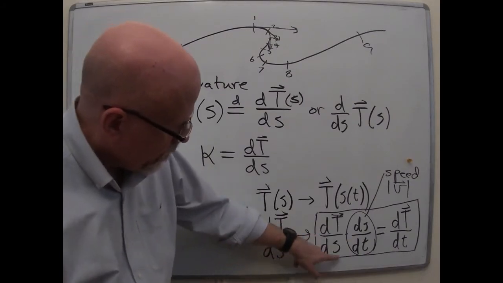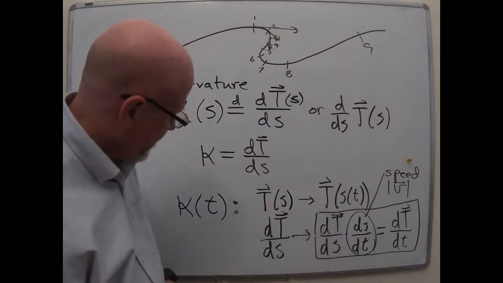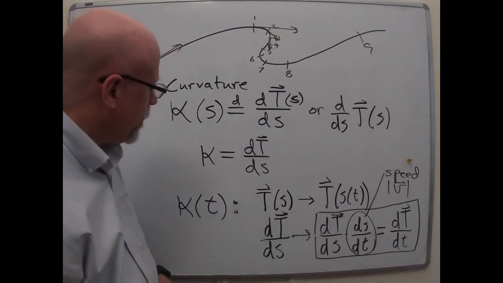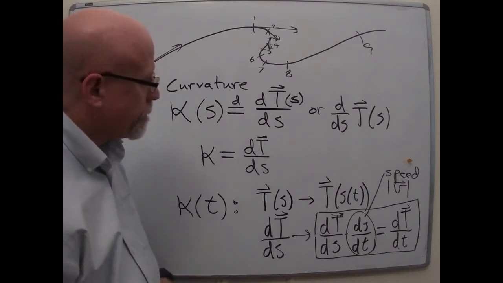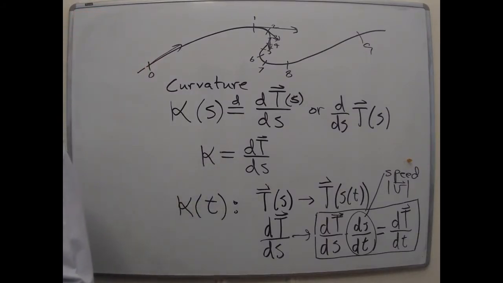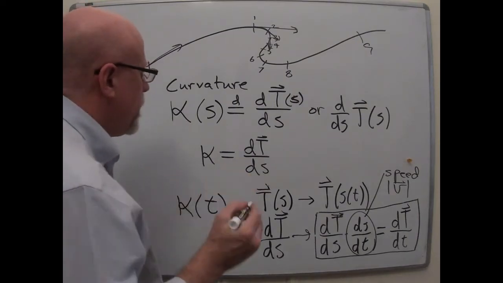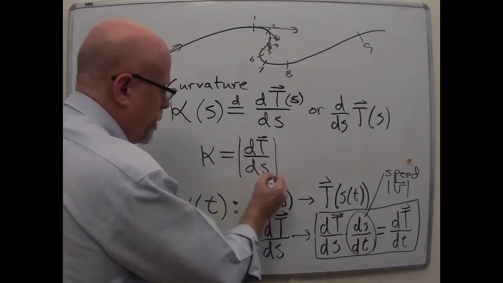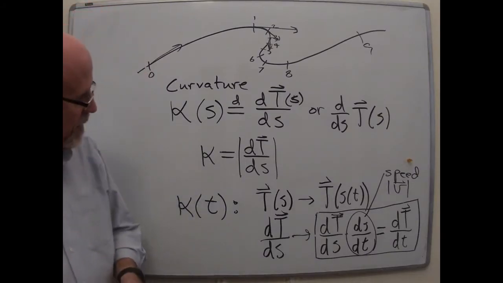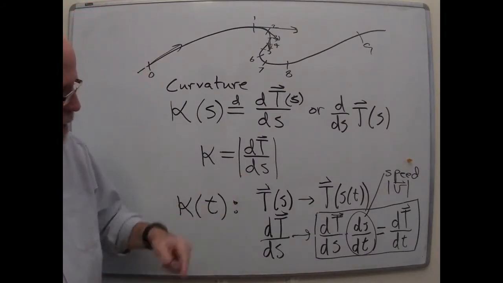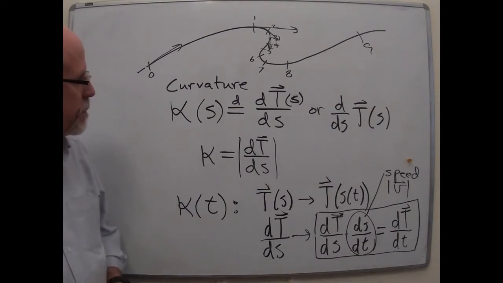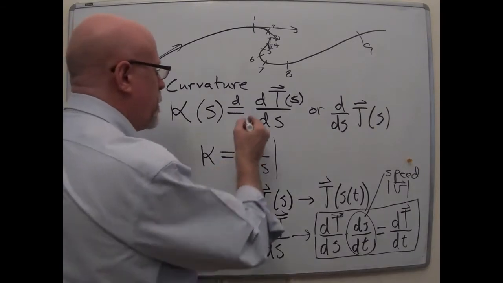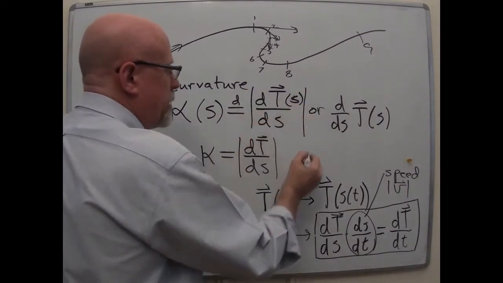Just solve this for this guy right here, which is kappa. Well, technically I think it's the absolute value of that. Let me look in the notes here. Yeah, the notes have it as an absolute value. Why did I do that? Because kappa should be just a raw number, right? dT/ds is in fact a vector. I had that same issue up here. It should be the length of these things.